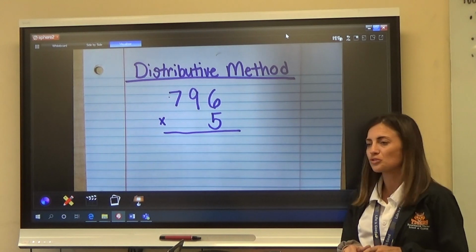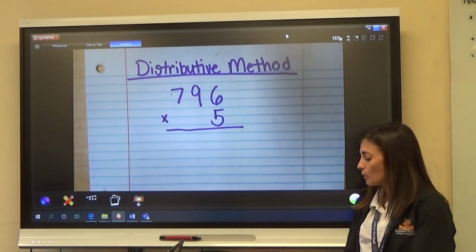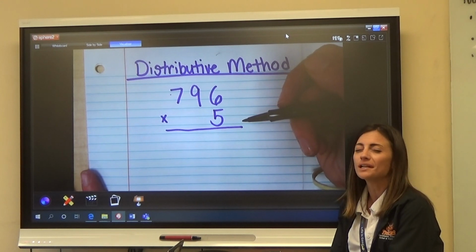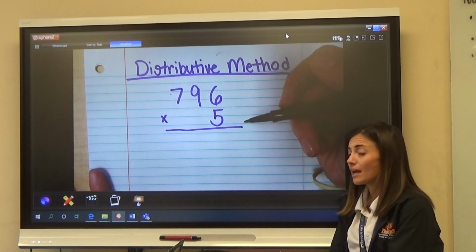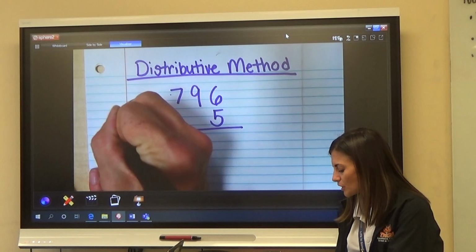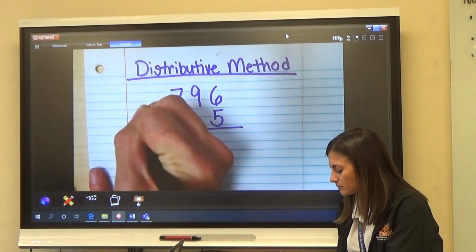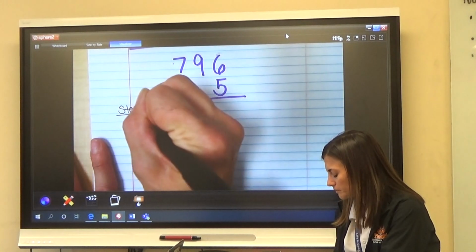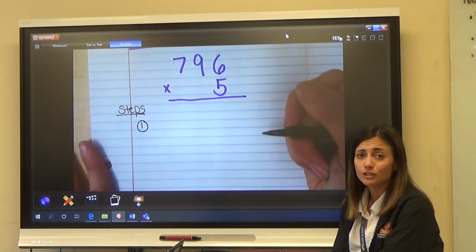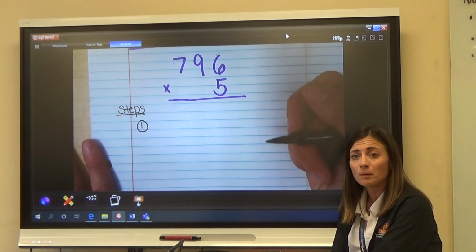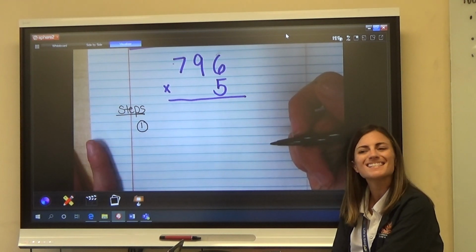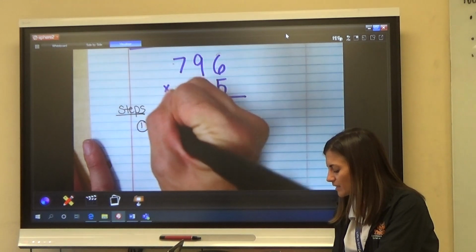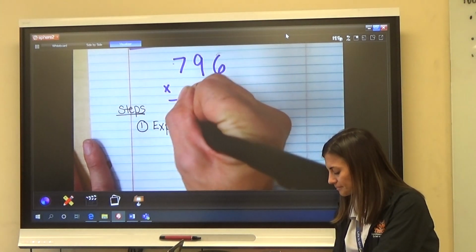Now, when we're doing our distributive method, again, we want it set up like this, but we're going to break it down in a little bit of a different way. And I'm going to tell you what steps we're going to use to do that. So step number 1, we are first going to break both factors into expanded form. So we're going to use expanded form to rewrite our question.